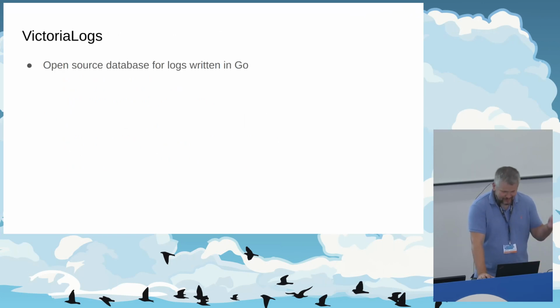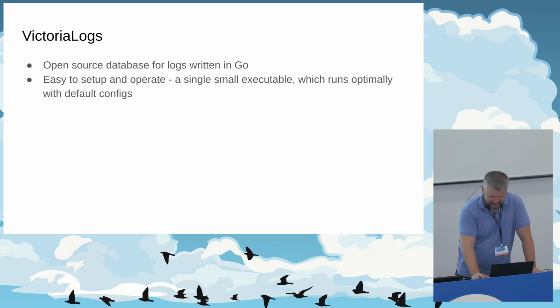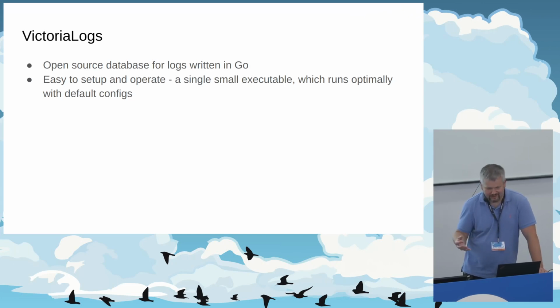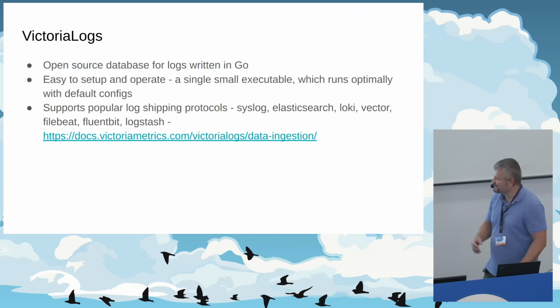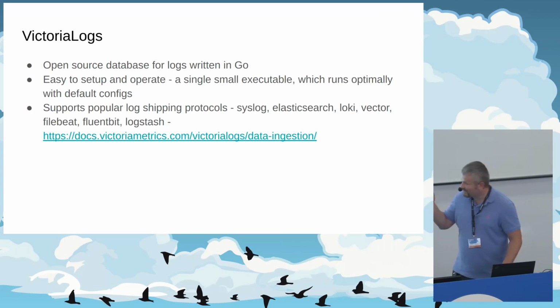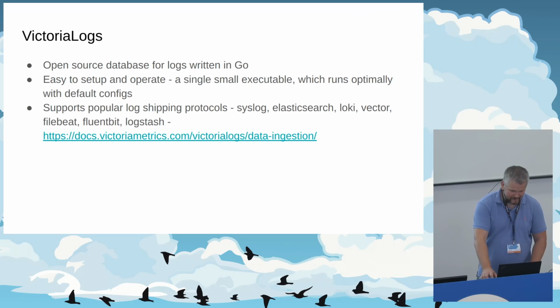What is VictoriaLogs? It is an open source database for logs written in Go, because I like Go, and I write fast programs in Go. It is easy to set up and operate. It is a single, relatively small executable, around 10 megabytes, and it doesn't need any complex configuration. It runs optimally with the default configuration. And it supports popular log shipping protocols, such as syslog, Elasticsearch, Loki, Vector, Filebeat, Fluent Bit, Logstash, and so on. You can read more about this at this link.